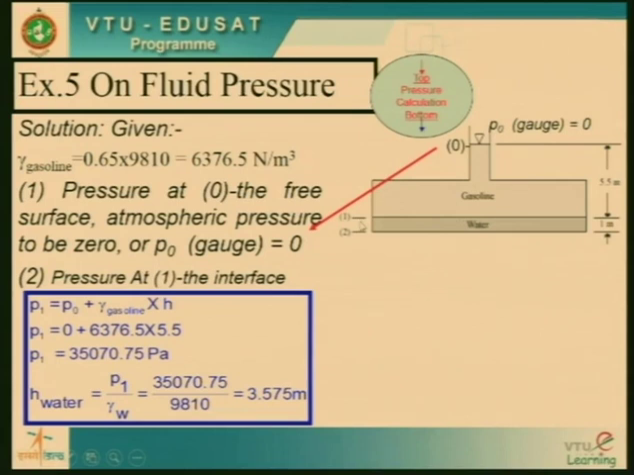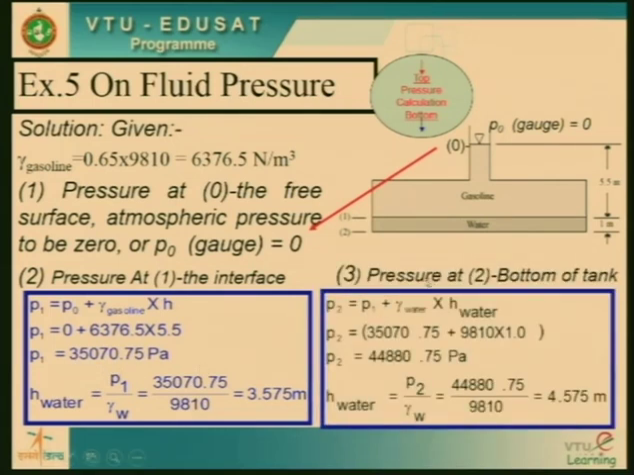Okay. Now, next level is here, we have to add P2. You can see here P2 is P1 plus gamma of water into H of water. Here P1 is 350.70.75 plus gamma of the water 9810 into the height of the water, which is 1, specific gravity of water is 1. So, if you calculate you get this.